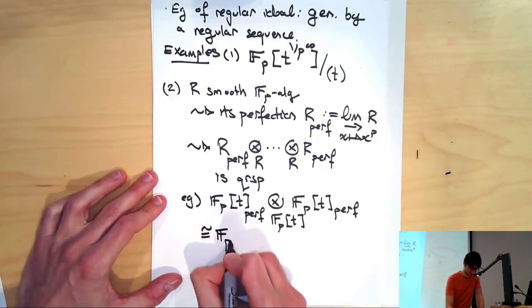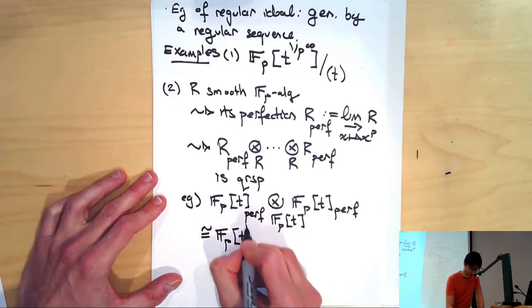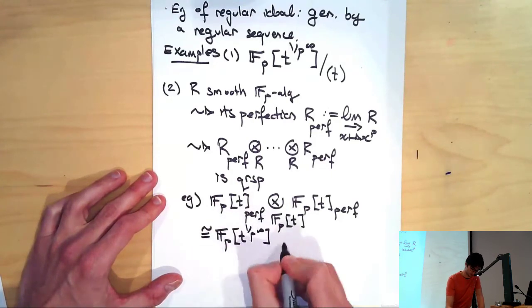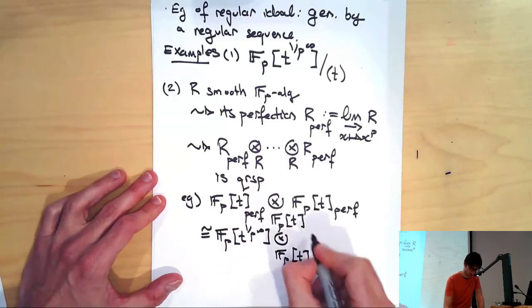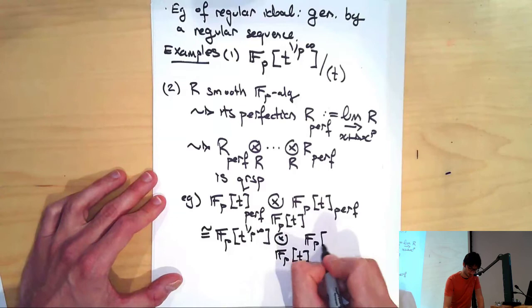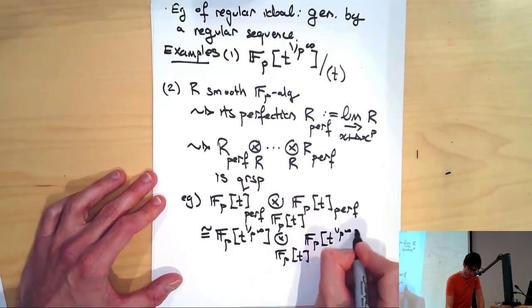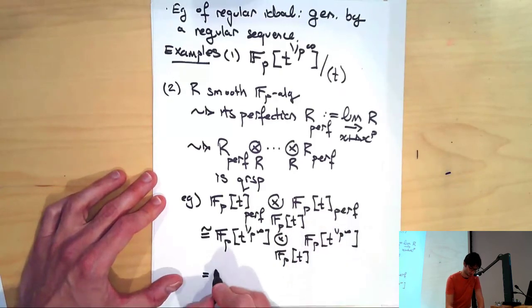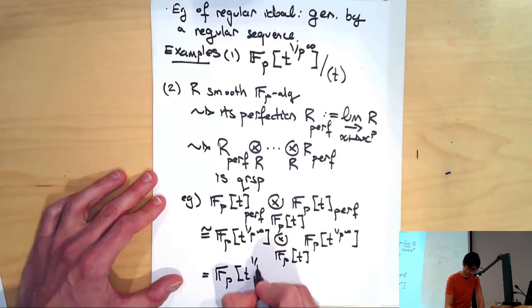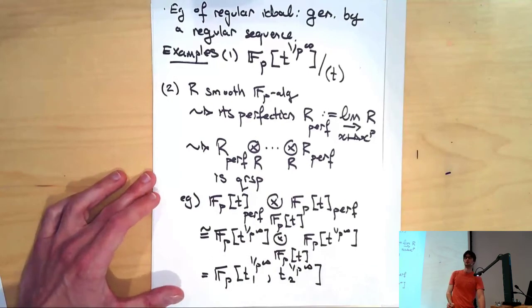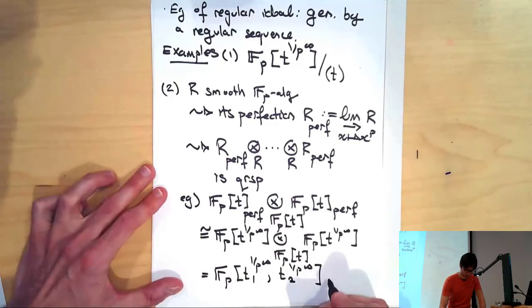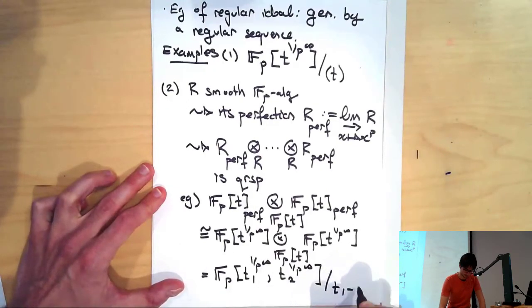Well, when I perfectify these two terms, I get an F_p[T]^{1/p^∞}, I tensor it over F_p[T], I have another F_p[T]^{1/p^∞}. And overall, that looks like a perfect polynomial algebra in two variables. And I have a single relation that T1 is the same as T2.